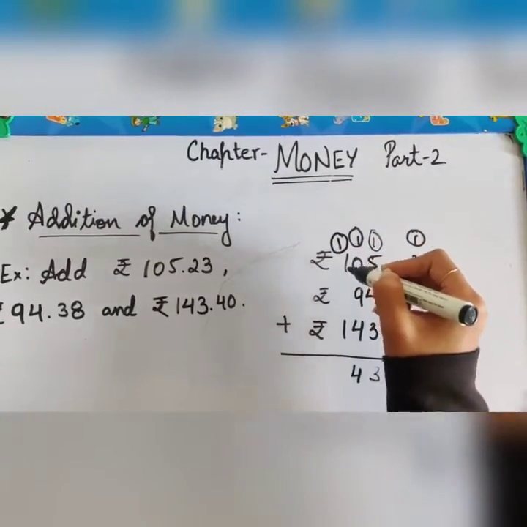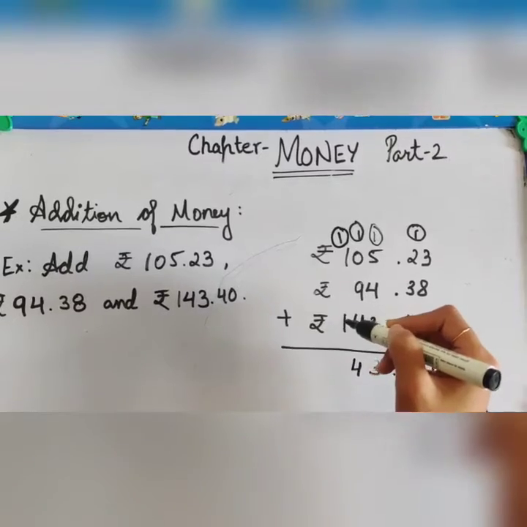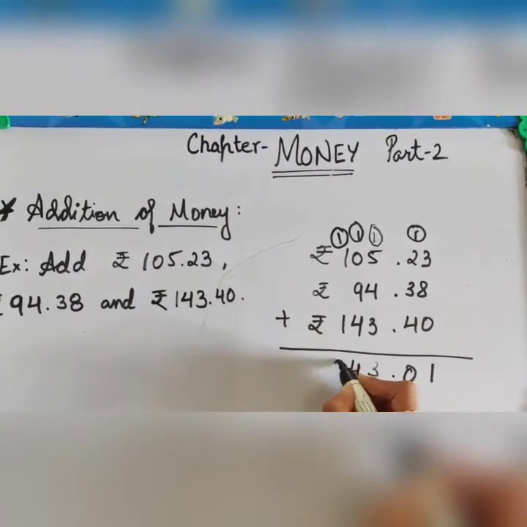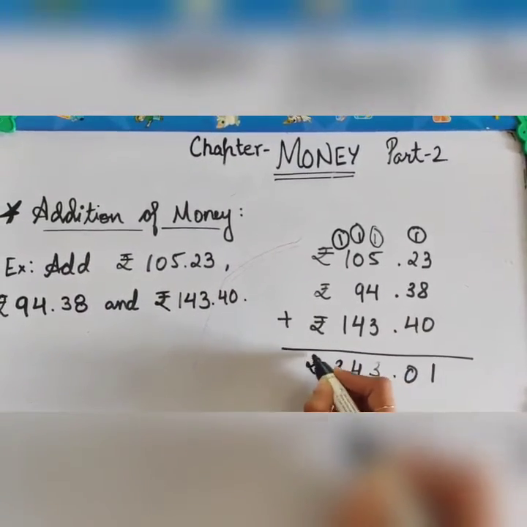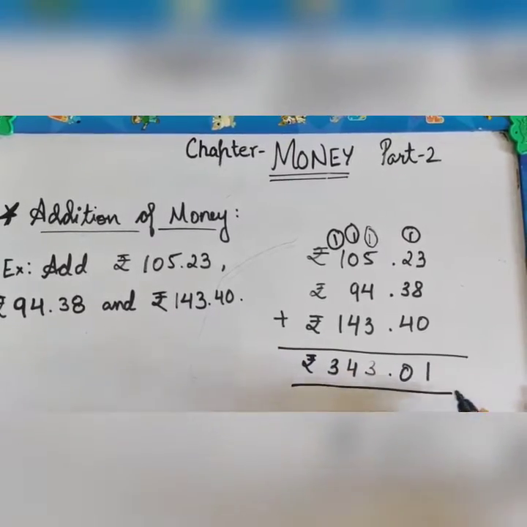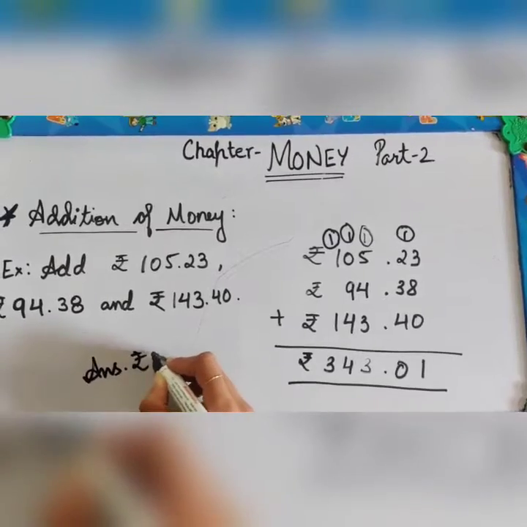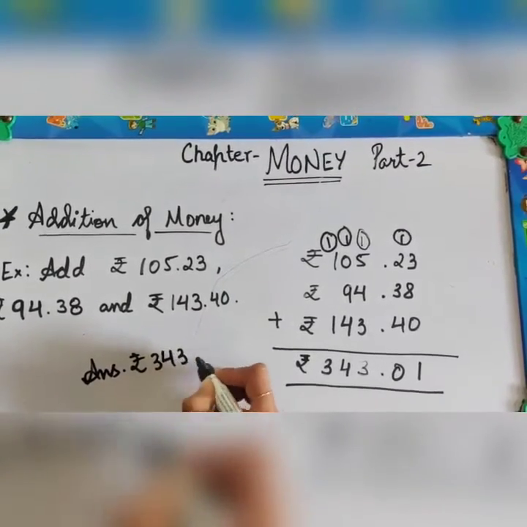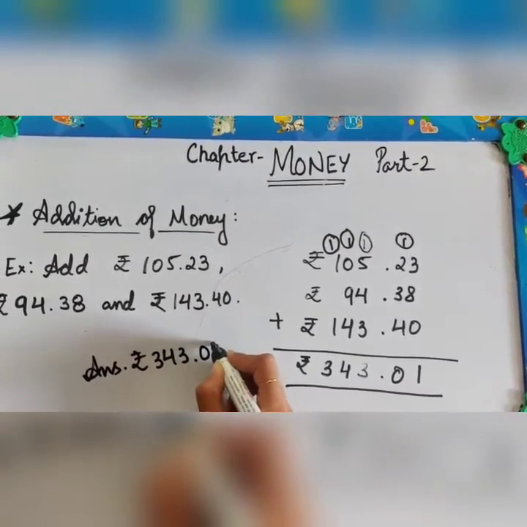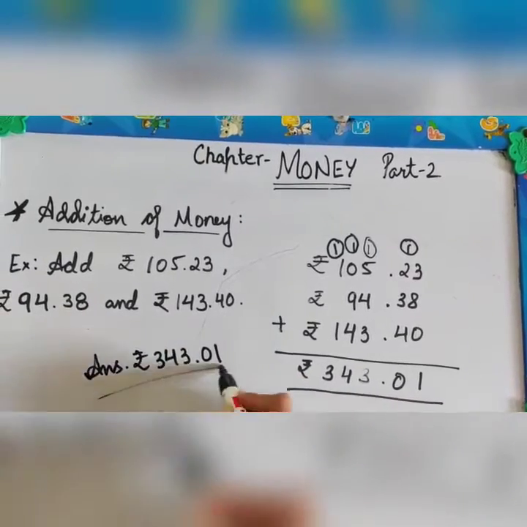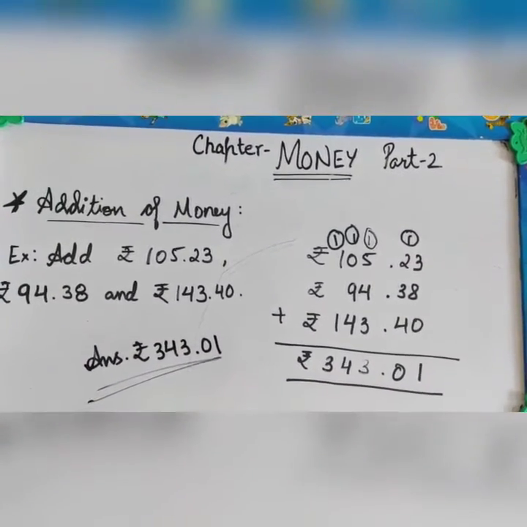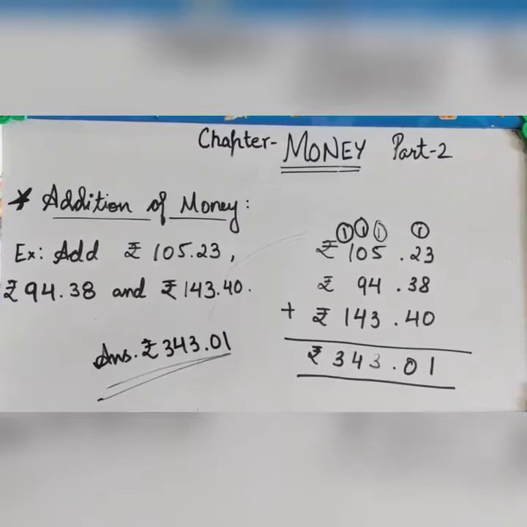1 plus 1, 2, here there is no number. 2 plus 1, 3, here we will write 3 and then the sign of rupees. So what will be our answer? Our answer is rupees 343.01 paise. So this is our answer. This is how we add.